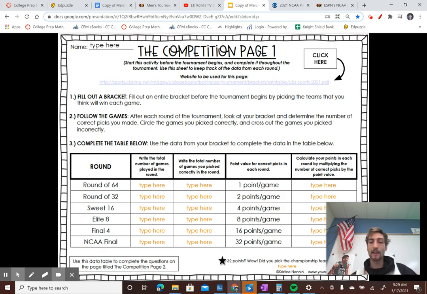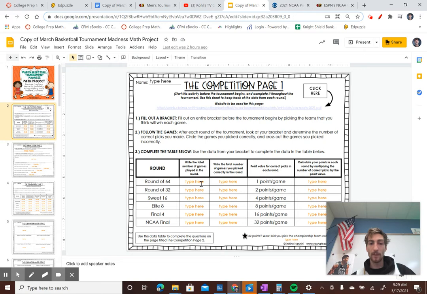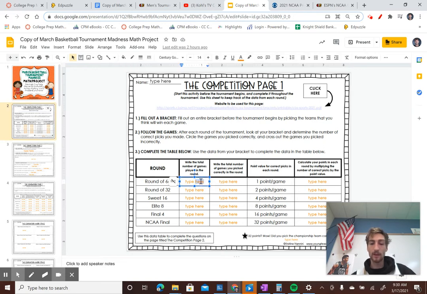So on Friday and Saturday, the round of 64 will take place. What we're going to do is write the total number of games played in the round. And you see where it says type here? You're going to be able to edit this directly. What I mean by that is that if you're in edit mode, you can click right here where it says type here, and you're going to put 32 games are played in the round of 64, right? Because if there's 64 teams, then 2 teams are going to play each other in each match. So 64 divided by 2 gives us 32.